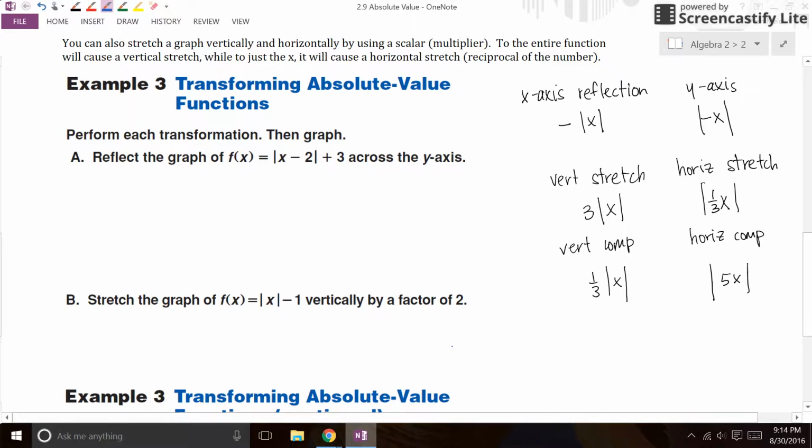All right, now let's go over to 3a and b and c and see how easy this can actually be applied to the graphs.